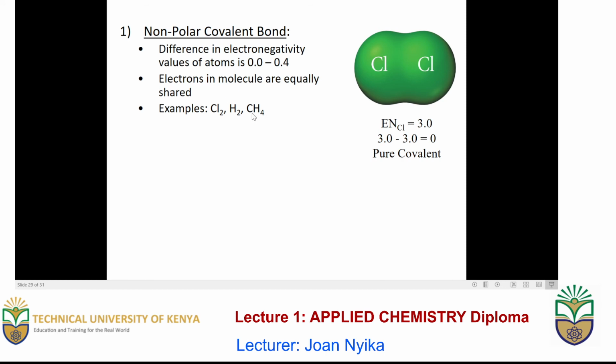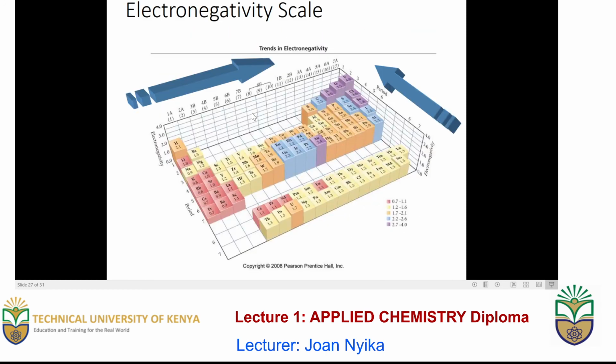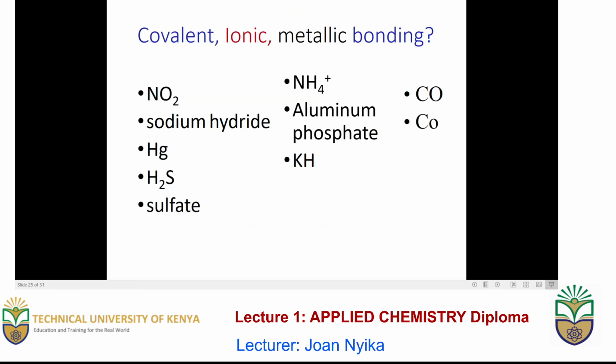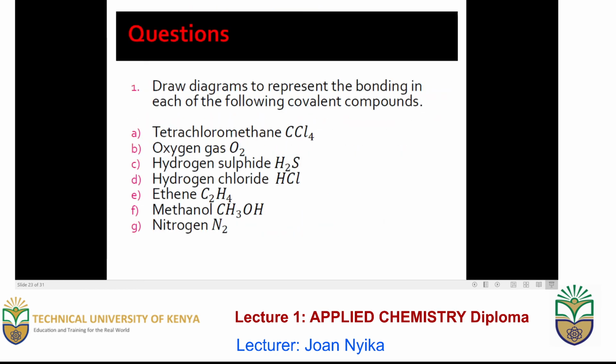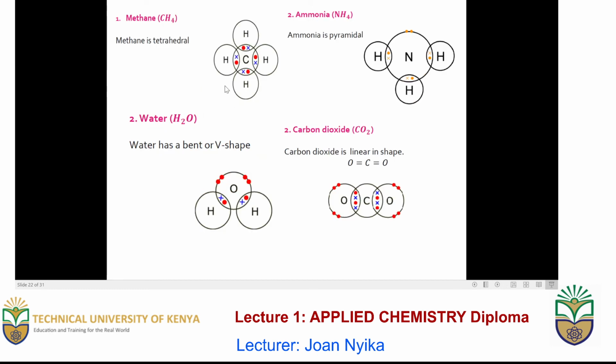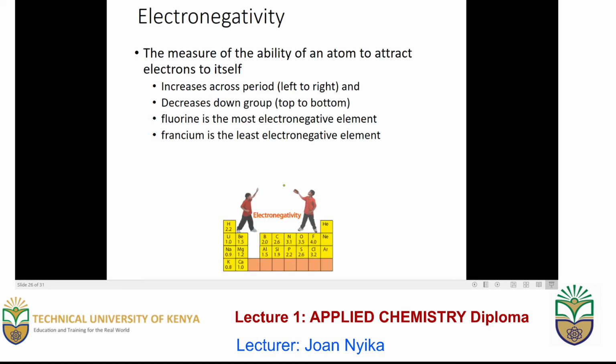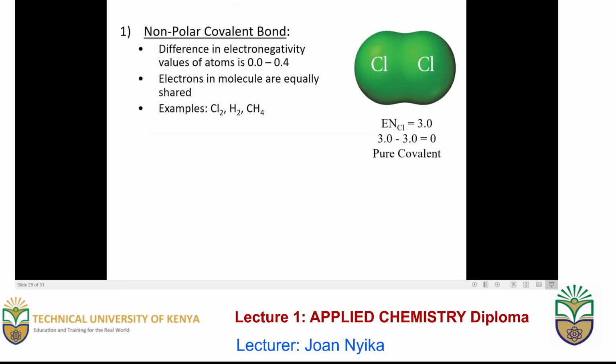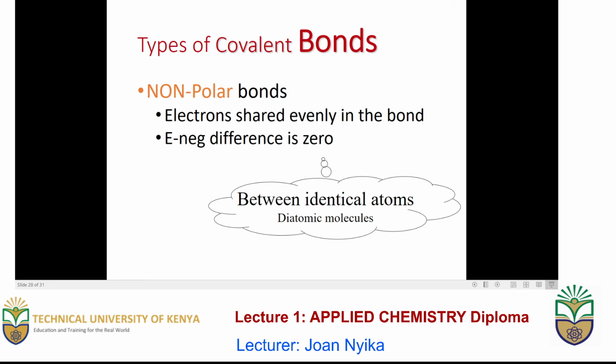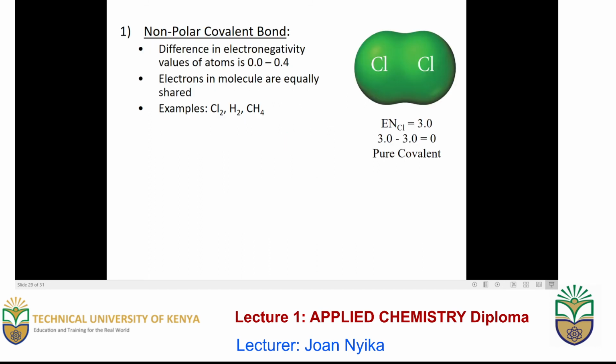Like in the case of methane, as we have seen in previous slides, methane results from the equal sharing of electrons between hydrogen and carbon atoms. The same case applies to hydrogen gas. The equal sharing of electrons is what results in their existence. Therefore, they can be categorized as nonpolar bonds. They are between identical atoms.